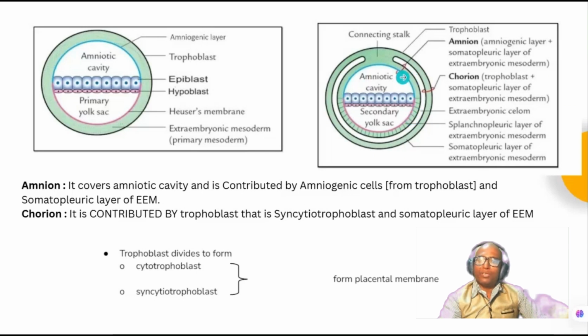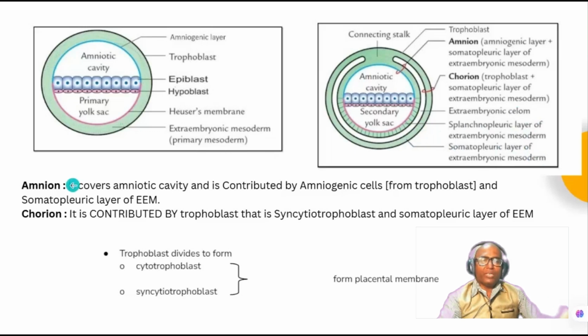So this somatopleuric mesoderm plus this amniogenic layer will form the amnion. This somatopleuric mesoderm plus trophoblast will form the chorion. So the somatopleuric layer of the extraembryonic mesoderm and the trophoblast will form the chorion. Then you have this extraembryonic coelom, also called the chorionic cavity. This is the splanchnopleuric layer of the extraembryonic mesoderm, and this is the somatopleuric layer.